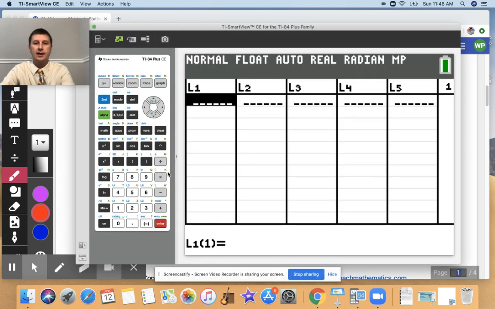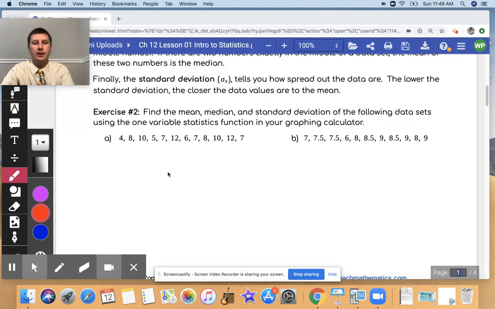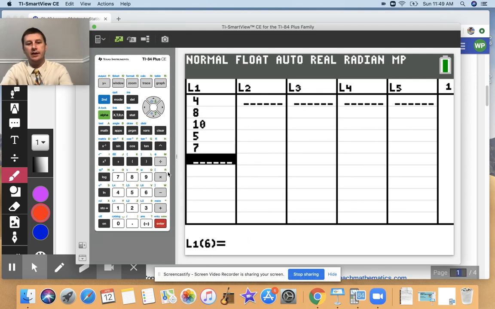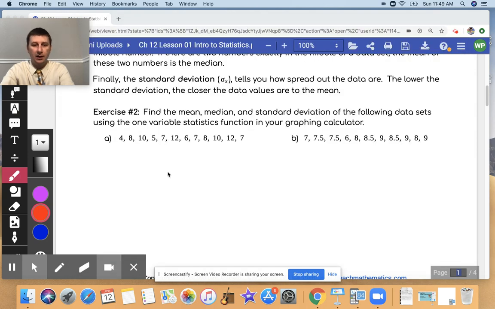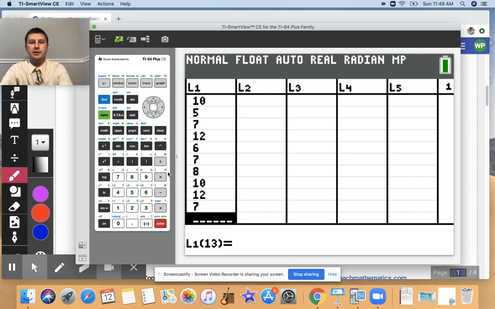4, enter, 8, enter, 10, enter, 5, enter, 7, enter, 12, enter, 6, enter, 7, enter, 8, enter, 10, enter, 12, enter, 7, enter.